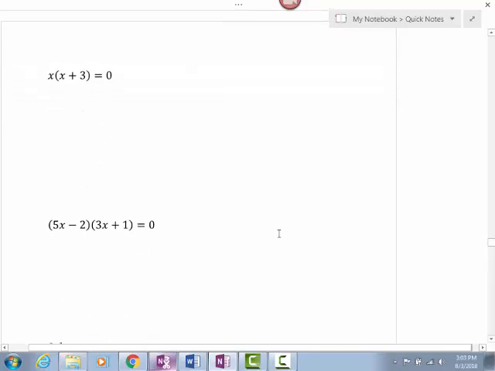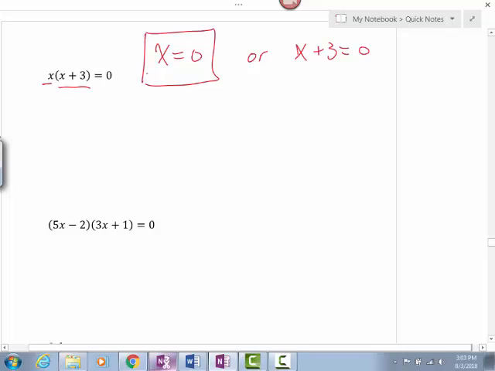Alright, so let's take a look at the next part. Next problem says x times x plus 3 equals 0. So I take the first part, x equals 0, or the second part, x plus 3 equals 0. Well, if you notice in the first equation, it's already solved for x. There's nothing for us to do, so there's my first answer. Second part, I'm going to go ahead and just go minus 3 and minus 3. So x is equal to negative 3.